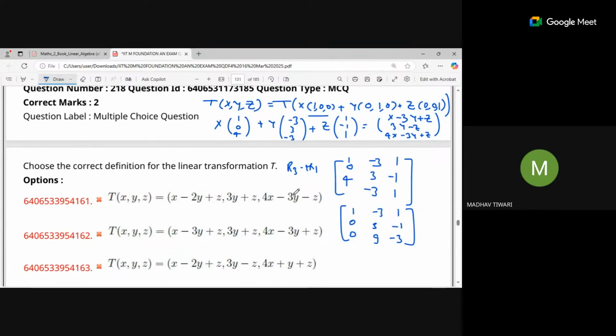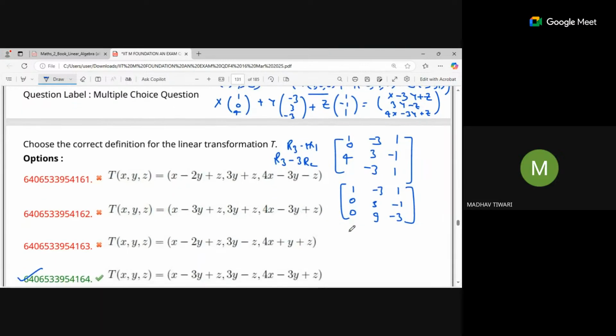Now R3 minus 3 times R2. If I do so, the rows are (1,-3,1), (0,3,-1), and (0,0,0). Now I can divide R2 by 3, so it becomes 1 and minus 1 by 3. You can see that two columns have a pivot and the third is without a pivot, so in this case the nullity is equal to 1.